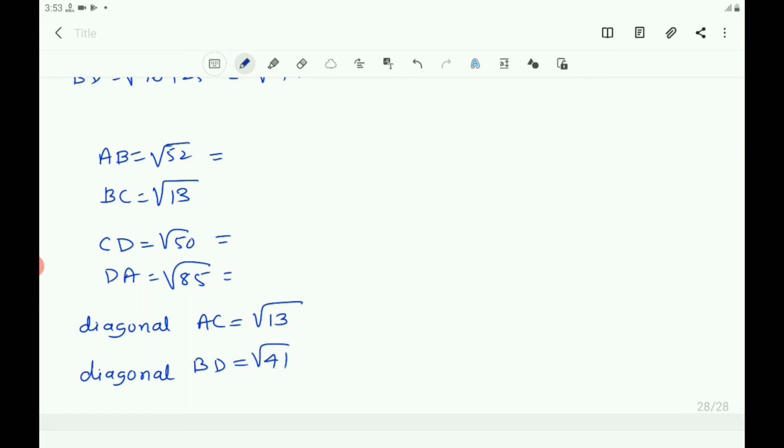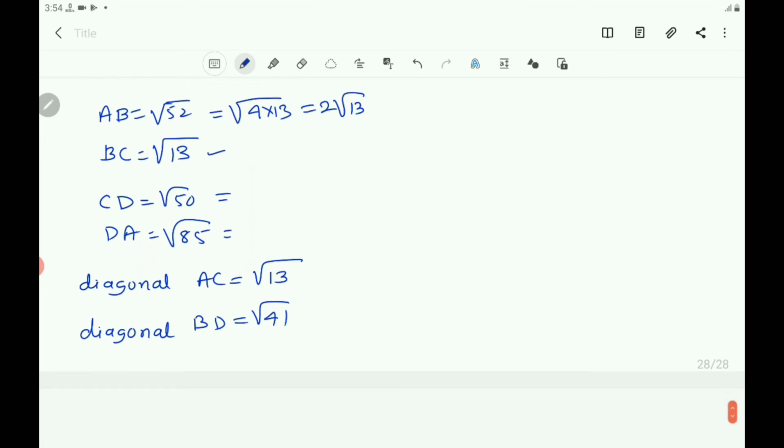Now we have to verify whether any 3 points are collinear here. You can observe root 52. Root 52 you can write as 4 into 13. 4 is a square number, and the square root of 4 is 2. So you get 2 root 13, and BC is root 13. And here there is also root 13. If you add these two, root 13 plus root 13, you will get 2 root 13.